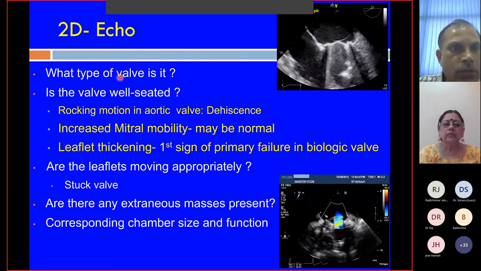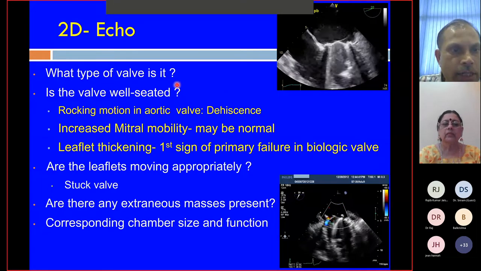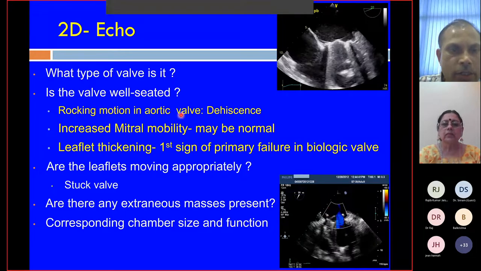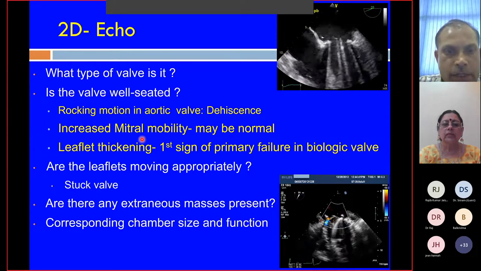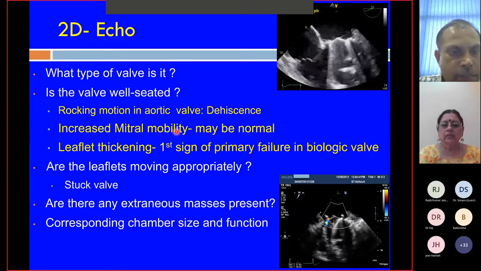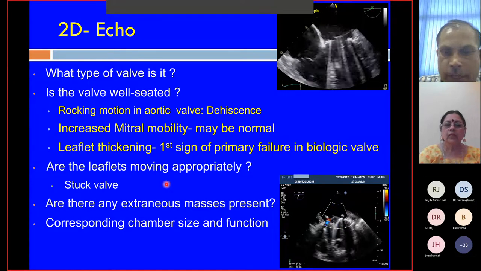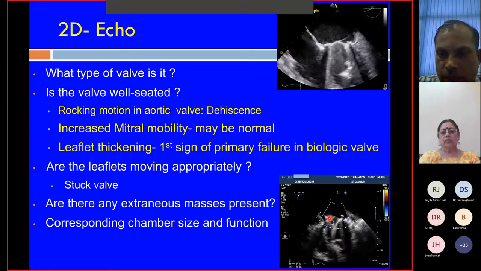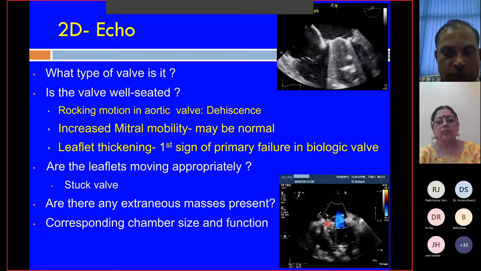In 2D, first you should look for what type of valve this is, whether it is a bioprosthetic valve or a mechanical valve. Then you should look for whether the valve is seated well. In the aortic position, if there is a rocking motion, that suggests dehiscence. While in the mitral position, increased mobility can be because of preservation of the posterior mitral leaflet during the surgery. However, if you find a gap between the annulus and the sewing ring, that suggests dehiscence. Also, thickening of the leaflets in a biological valve suggests primary failure. And then you should look whether the leaflets are moving appropriately or not. Like in this case, one leaflet is not moving. That may be because of a stuck valve, but before you comment on this, it should be commented after coming off bypass.